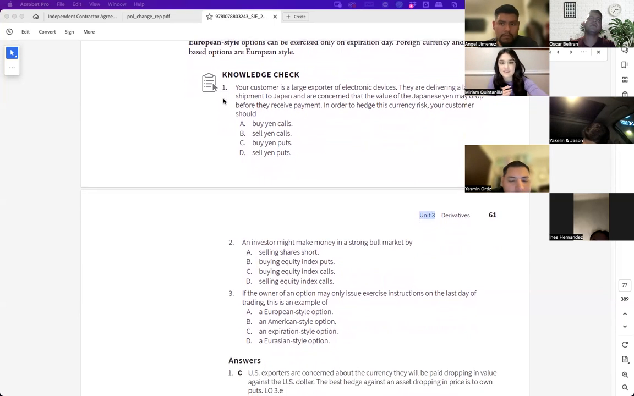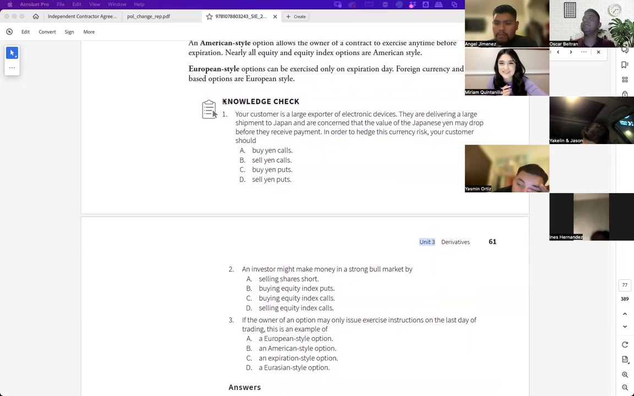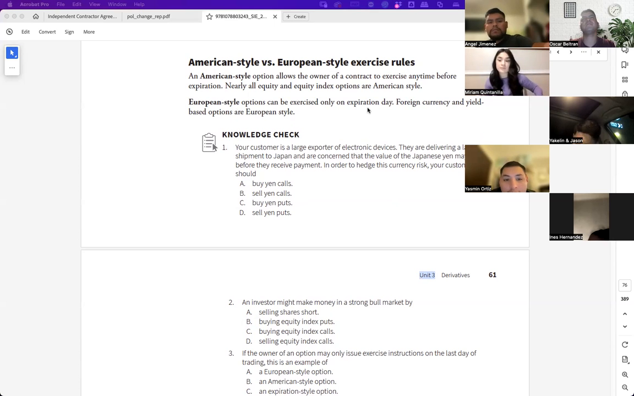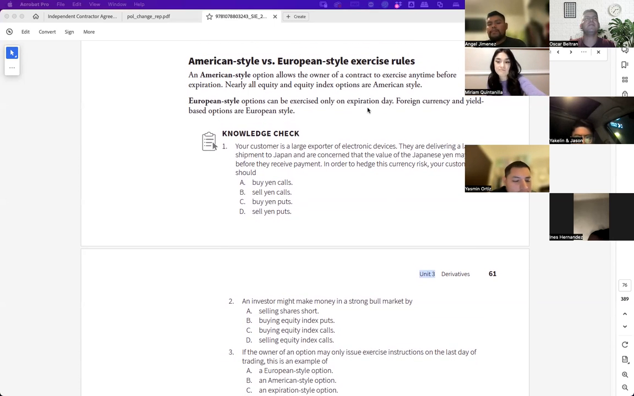Can you repeat it? So American style, you can call the contract anytime you want while it's active, before the expiration date. European style, you can only exercise that contract on expiration date. So if it's down the entire month, you can't do anything for European. You have to wait until it expires on that date. That sucks. Yep, it does.